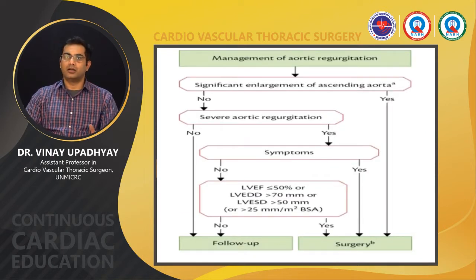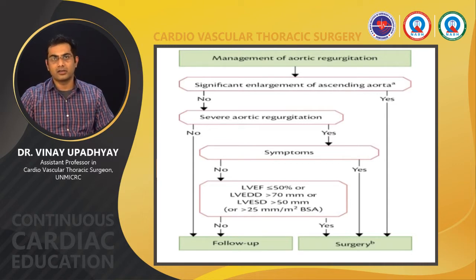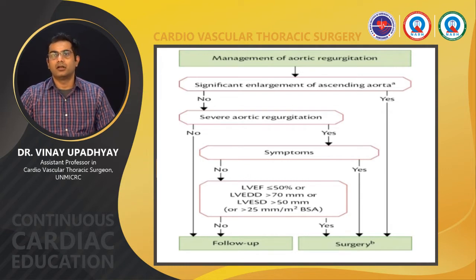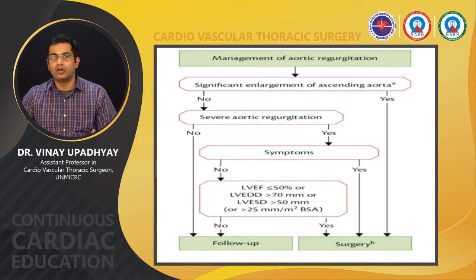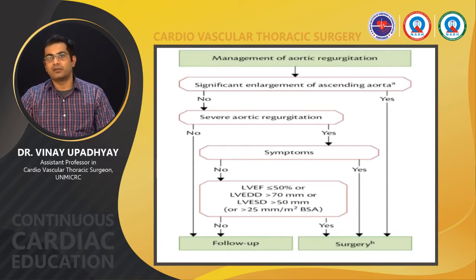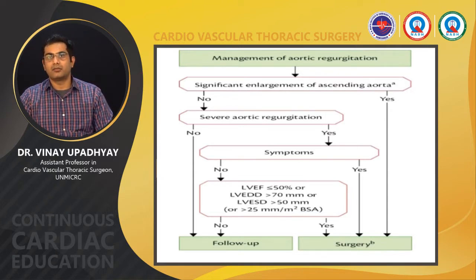This is the chart for the management of aortic regurgitation. First, we look for enlargement of the ascending aorta. If it is greater than the cutoff value, like 4.5 centimeters in case of Marfan syndrome, or 50 mm in bicuspid aortic valve, or 55 mm in other patients, we plan for surgery. If not, and severe aortic regurgitation is present and the patient has symptoms, we plan for surgery.